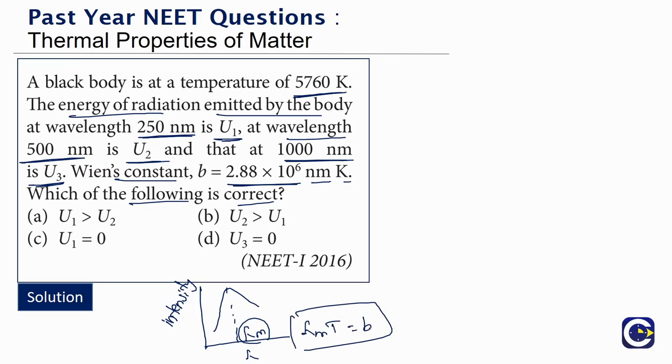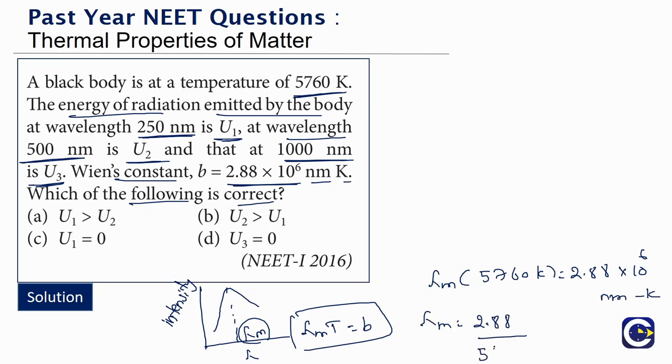So lambda m into T will be equal to b. For this black body, what is the temperature? 5760 Kelvin, right? Means lambda m into 5760 Kelvin is equal to b, which is 2.88 into 10 power 6 nanometer Kelvin. So lambda m will be equal to 2.88 by 5760 into 10 power 6 nanometer Kelvin.